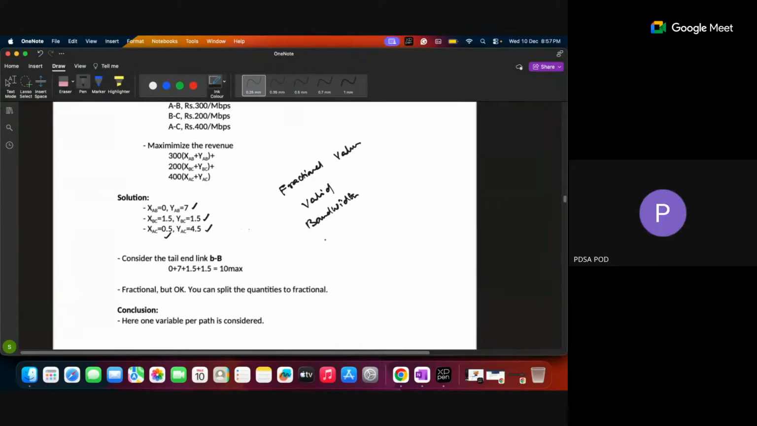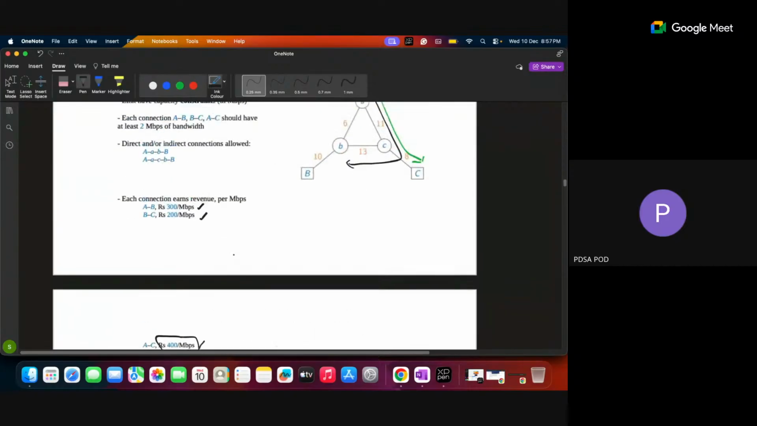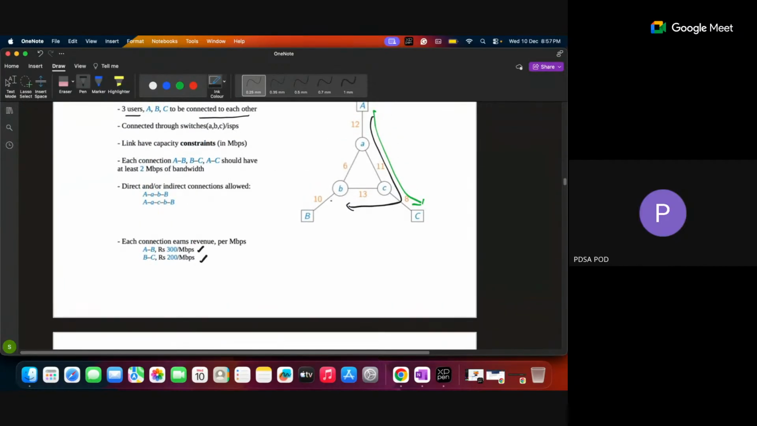Consider the tail end link, small b to capital B, is 0 plus 7. You are summing up all the values, but you are left behind two values, 1.5 and 0. The maximum is 10 allowed, right? So small a to capital B, that is root this one. This one is okay, 10, no problem.